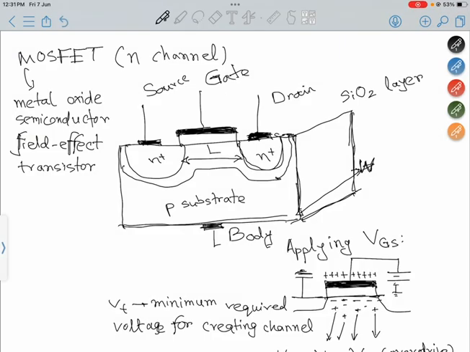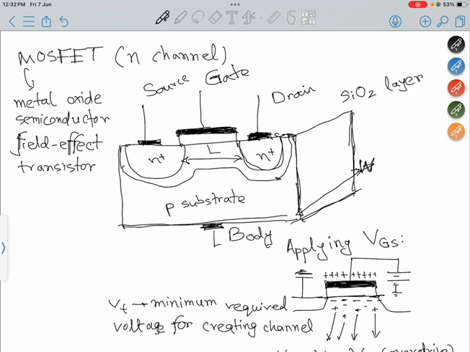Today we are going to talk about MOSFET. The full form of MOSFET is metal oxide semiconductor field effect transistor. MOSFET is the most widely used semiconductor device in the IC industry. So basically we will talk about N-channel MOSFET because the channel region between source and drain consists of N-type materials.